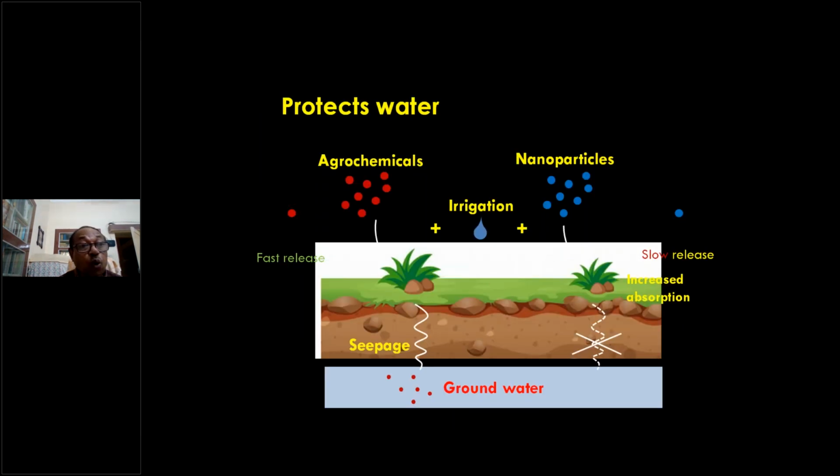Again, it can protect water. When we use agrochemicals, due to fast release, root retention is less and groundwater is polluted. But if you use nanoparticles as agrochemicals, or nanoparticle-coated agrochemicals, then it increases absorption. So you can avoid groundwater contamination.